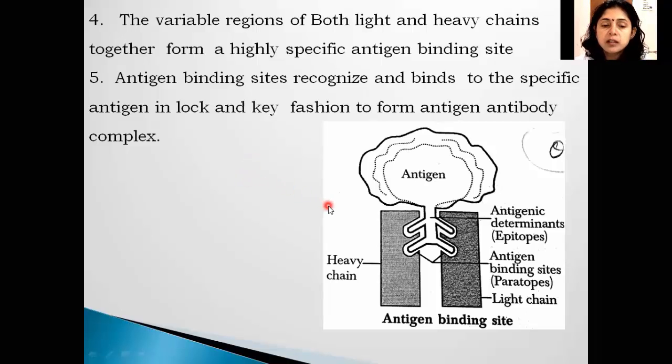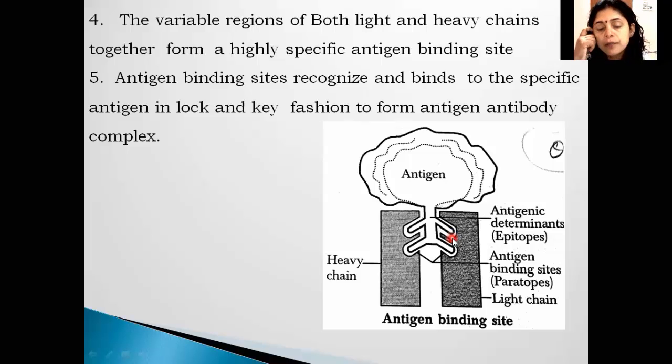So we have seen the structure of the antibody, and the antigen binds to the variable regions. The variable regions can make adjustments; the polypeptide chain fragment can be flexible and adjust according to the shape, size and structure of the antigen. So the antigen binds to the upper part, the variable region of the heavy chain and the light chain, in a lock and key fashion. In that way the antigen antibody complex is formed.